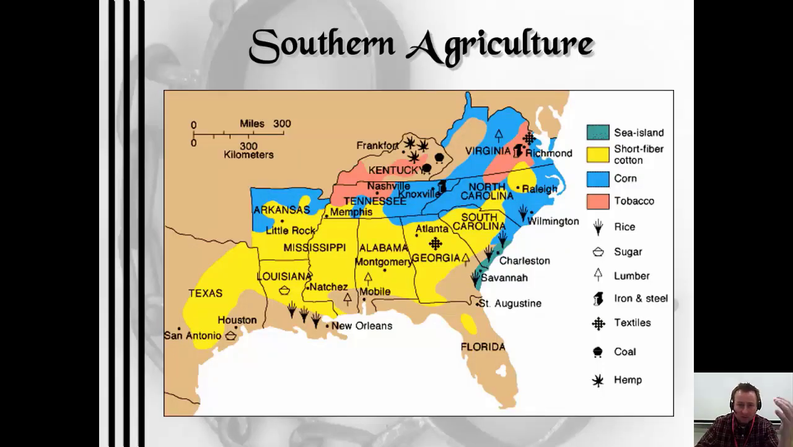If you look at this map here, you can see short fiber cotton was king, able to grow away from the coast in the deep South: Mississippi, Alabama, Georgia, Louisiana, and even Arkansas, and into Texas. You had some corn grown up in the upper southern states, and some tobacco in Tennessee, Kentucky, Virginia, and North Carolina, but for the most part, it was short fiber cotton. If you look down by New Orleans to the west of it, you'll see some rice plantations. There weren't many of them, and also along the coast there weren't many, but man, were they rich.